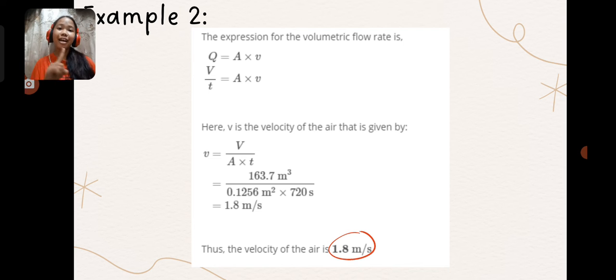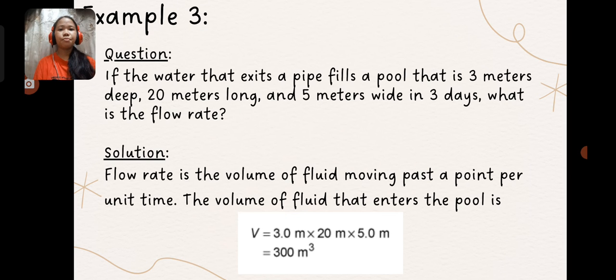So, here is another example. Question. If the water that exits a pipe fills a pool that is 3 meters deep, 20 meters long, and 5 meters wide in 3 days, what is the flow rate? So, the solution. Flow rate is the volume of fluid moving past a point per unit time. The volume of fluid that enters the pool is 3.0 meters times 20 meters times 5.0 meters, that is equal to 300 cubic meters.